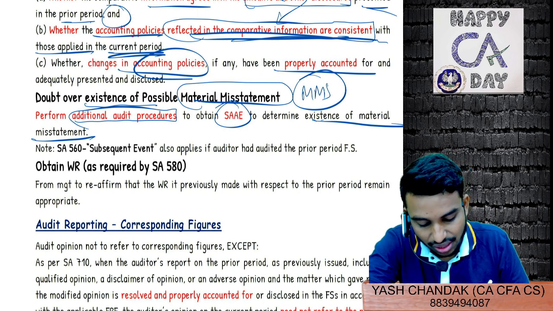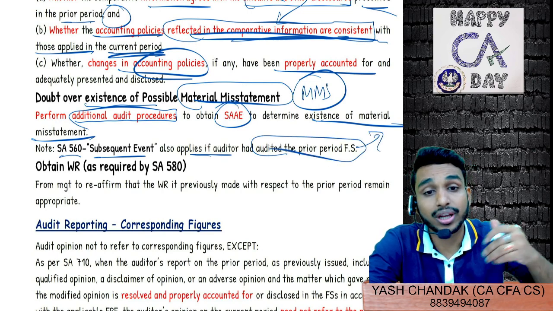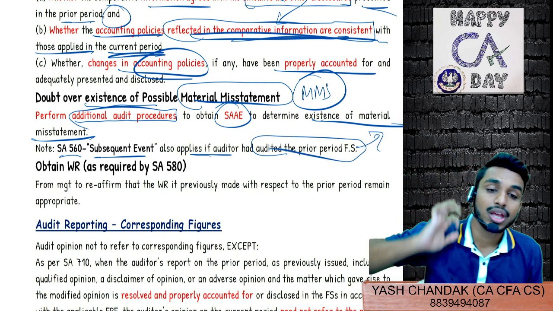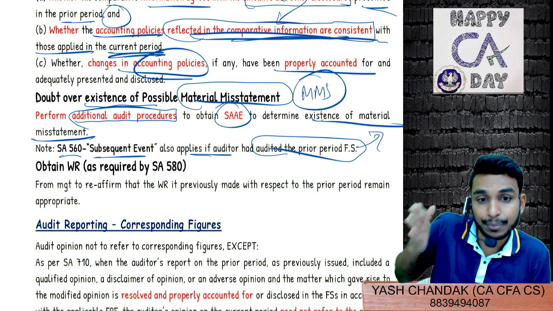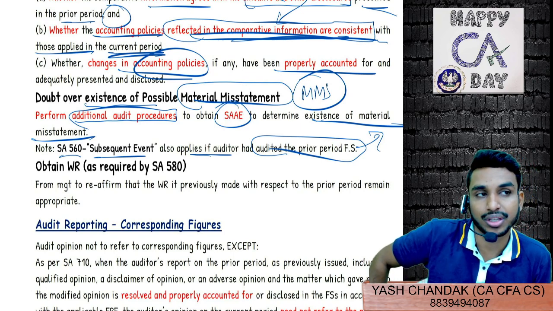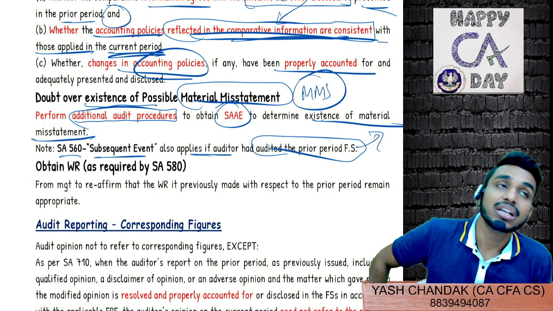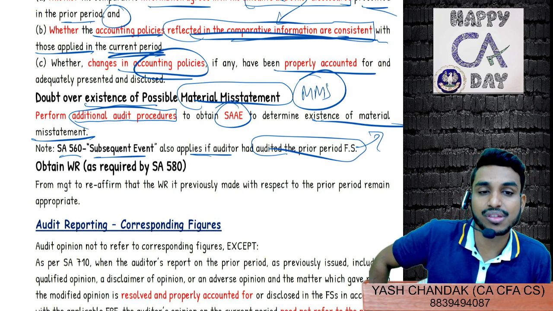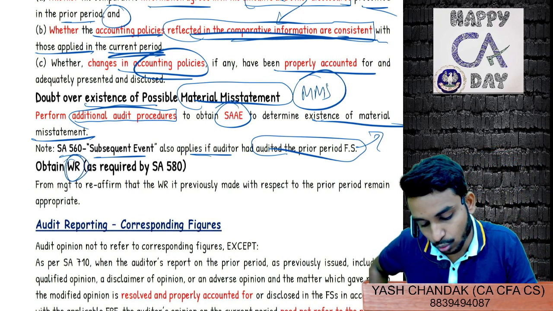And generally, SA 560 subsequent events also applies if the auditor had audited the prior period FS. So now you become aware of any subsequent information relating to the prior period financial statements, so that it can also flow to SA 560. That is what they are trying to say. If you just have become aware of any new information which is leading to MMS in the FS of the prior period, then you can also flow through SA 560 subsequent events. And lastly, you will have to obtain WRL.